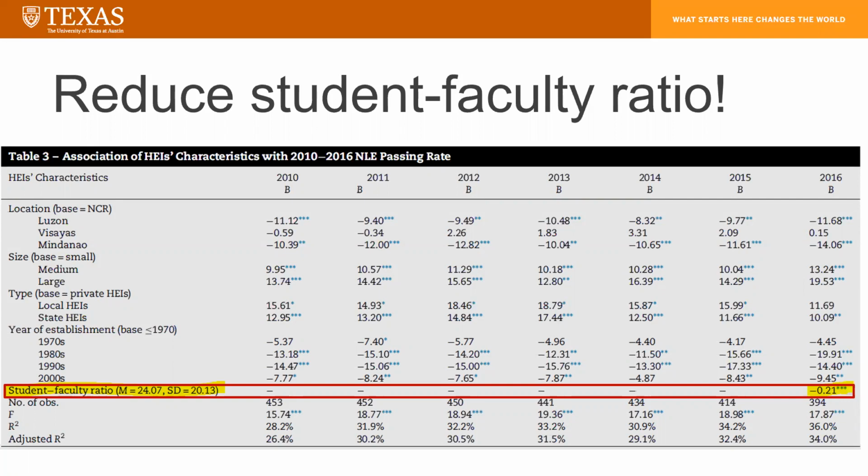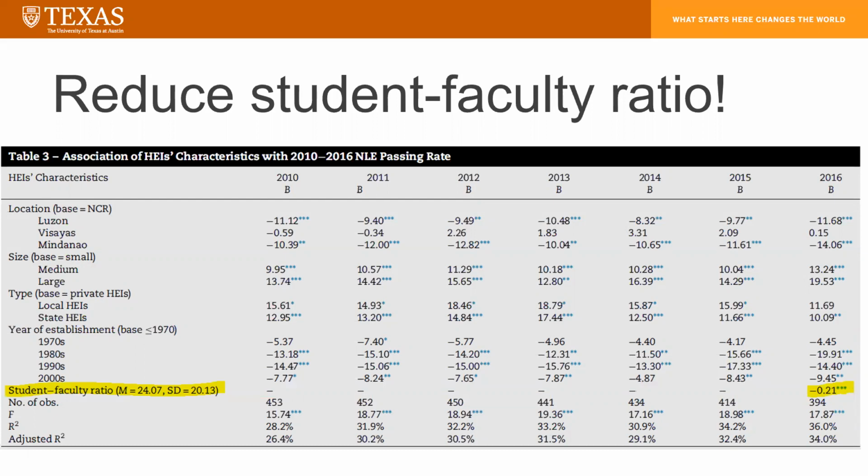So this is independent of location, size, type, and year of its establishment. Unfortunately, the data that we have is only for 2016. They didn't have data for number of students and number of faculty for 2010, 2011, 2012, 13, 14, and 15. So as much as we want to see a pattern, what we just saw is that for 2016, the lower the student-faculty ratio, the higher the percentage of NLE passing rate for that institution. So that's how important student-faculty ratio is, even if there's not much significance in terms of t-test, in terms of plain comparison.